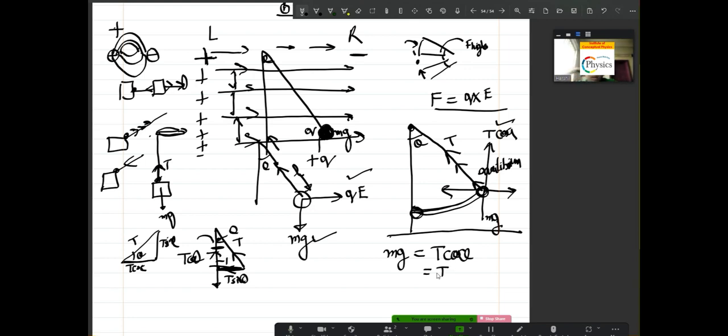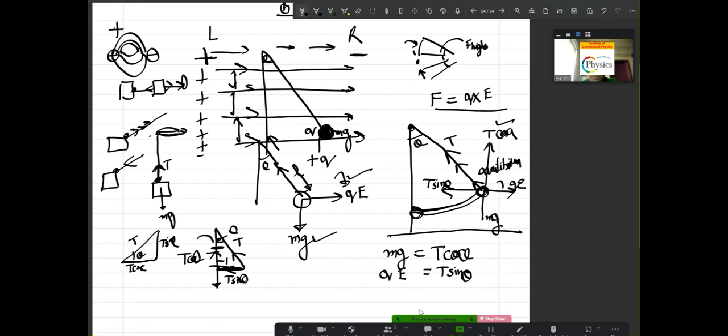You have T sine theta towards the left, and on the right hand side which force is there? This one, which we calculated, Q E, the electrostatic force. So the tension has balanced the weight and the electrostatic force, and therefore the body is stationary because of these reasons.